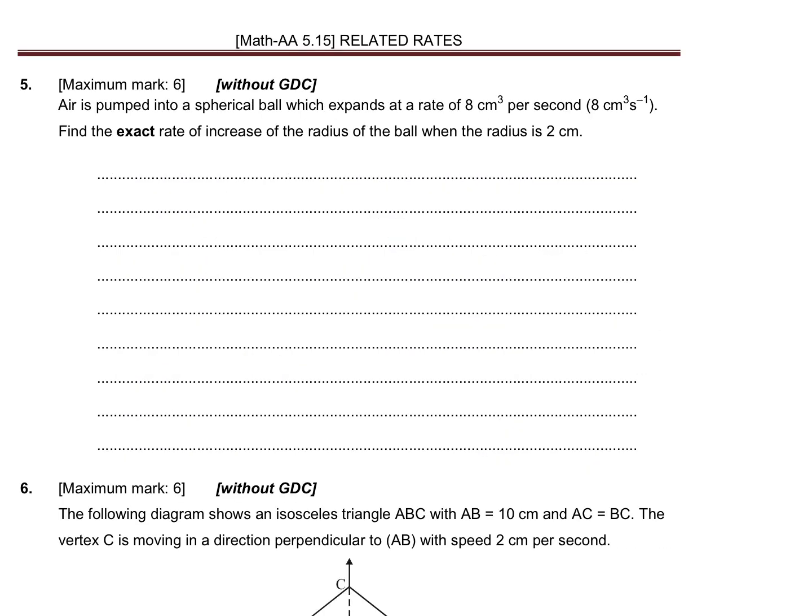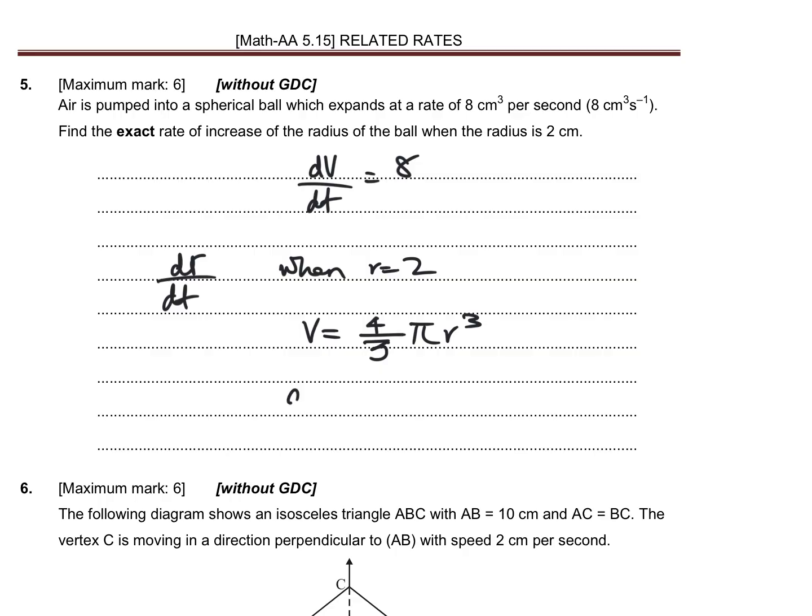All right, so air is pumped into a spherical ball which expands at a rate. So we have the volume is expanding at a rate of 8. Find the exact rate of change of the radius of the ball. So we're looking for dr dt when r is 2. So we have the relationship between volume and radius is this, and then we can differentiate both sides.